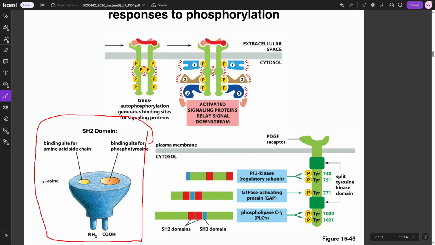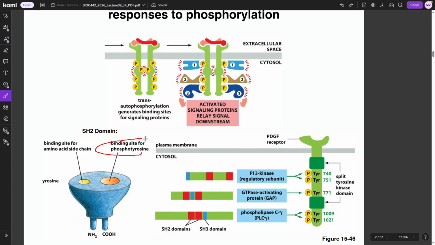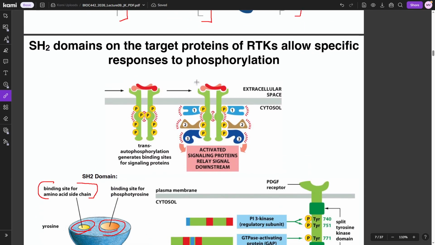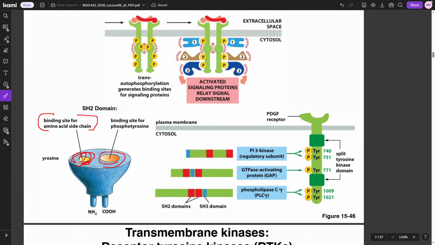I don't know why it says yrosine there, but there's a binding spot for the phosphotyrosine, which is this spot, and there's also going to be a binding site for specific amino acid side chains. So remember the arginine tyrosine thing. This is the spot where those two arginines would bind, and then the phosphotyrosine would bind here. So the phosphotyrosine really isn't specific for every protein, but the amino acid binding spot definitely is specific for each protein. And so this is specifically the part of the protein that binds to the RTK itself.